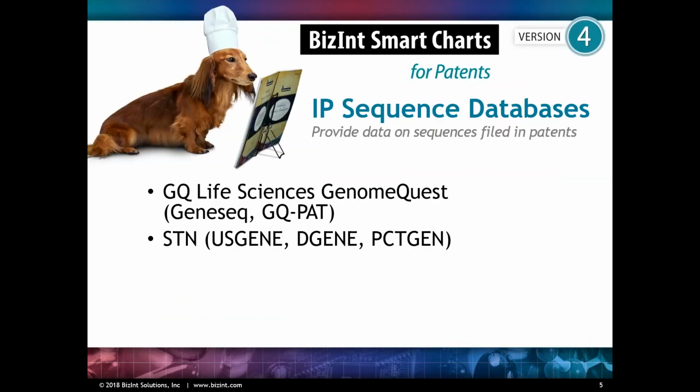So just very quickly, I want to review the databases that we work with when we're speaking of IP sequence databases. On the GenomeQuest platform, we work with GQPAT and dGene. And on STN today, we're working with dGene, USGene, and PCTGen. We are starting the work of adding support for blast alignments against registry on STN as well.